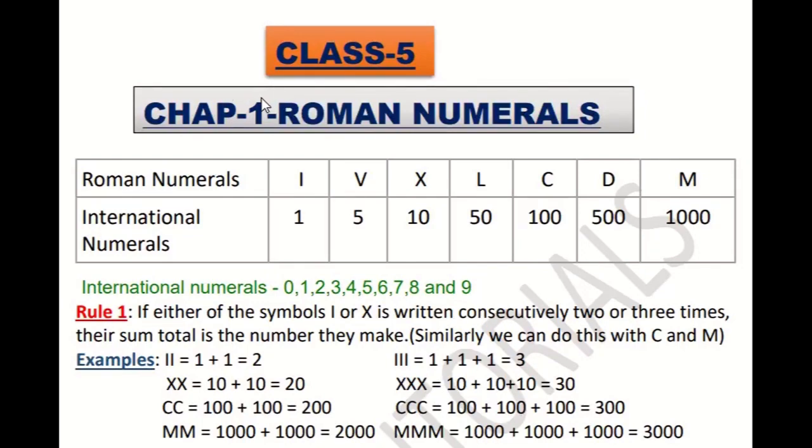Today we are going to start with chapter number 1, Roman numerals of class 5. So, any example where we see Roman numerals? Yes, you got it correct. It's clocks and watches. See the symbols. These symbols we usually see in clocks and watches.